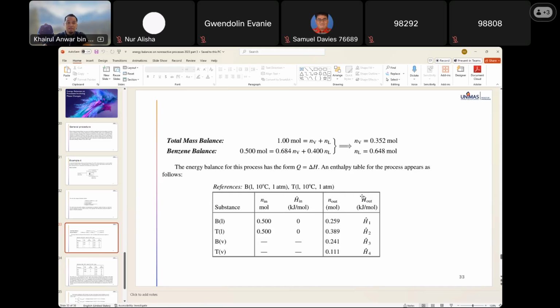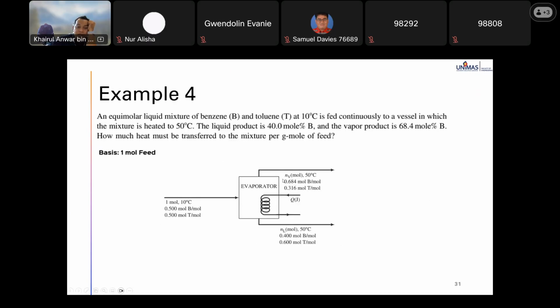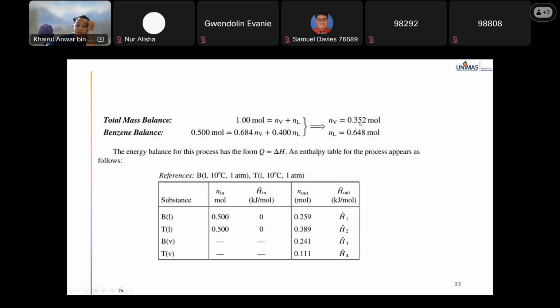Energy balance on non-reactive processes 2023 part 3. Yeah, that's right. What does that mean? So the term is one mole with the ND plus NL, so ND is 0.242. So ND and NL refer to this part. And this one is one mole. So this one we don't know. Now, yeah, ND is 0.52 mole. And mole of liquid mixture is 0.648. Kita tunjuk lah. Sebab kemudian the reference-nya ni kita pilih juga.